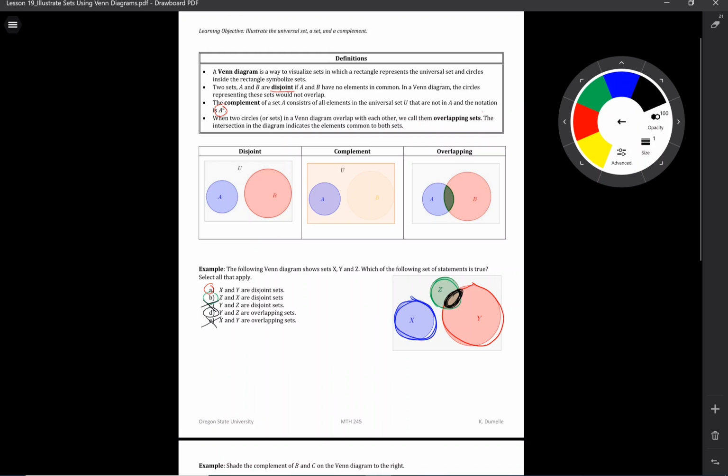If two sets are disjoint, they cannot be overlapping. And if two sets are overlapping, they cannot be disjoint. So sets are either disjoint or overlapping. They have to be one or the other.